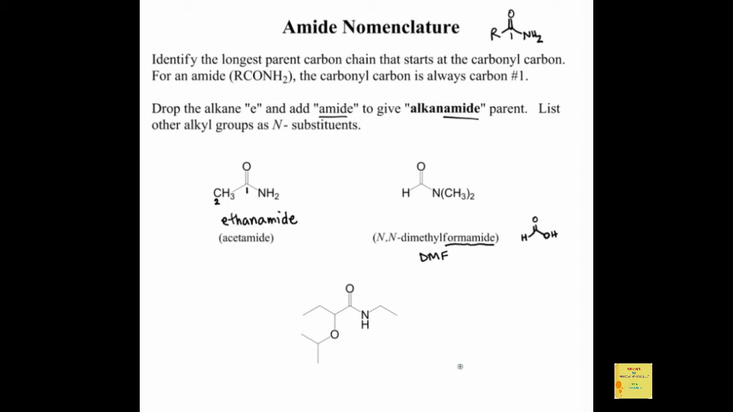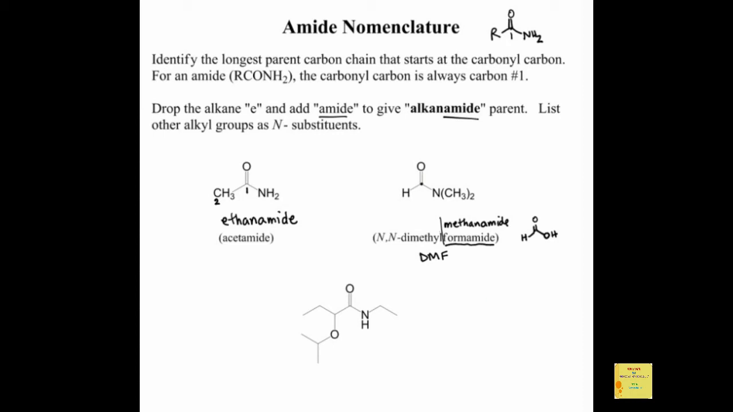And how would this name change if we wanted to do IUPAC? Because formamide is not an IUPAC name. What would the IUPAC name be? This is just a 1-carbon chain, so that means it's a methane derivative. We would just call it methanamide. We drop the E of methane and we add amide. So it would still be the same beginning. It would still be N,N-dimethyl, but it would be N,N-dimethylmethanamide rather than N,N-dimethylformamide.